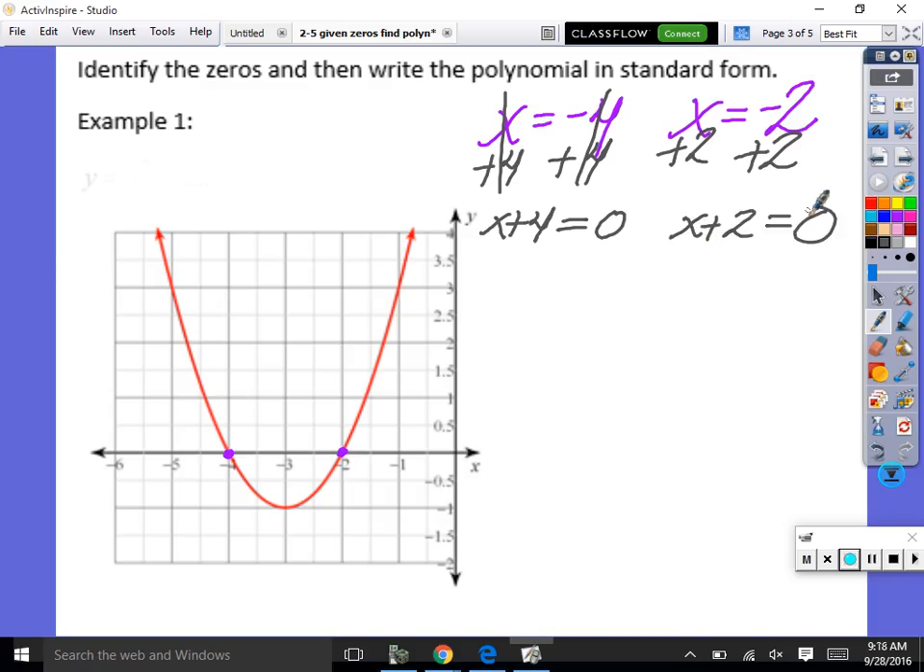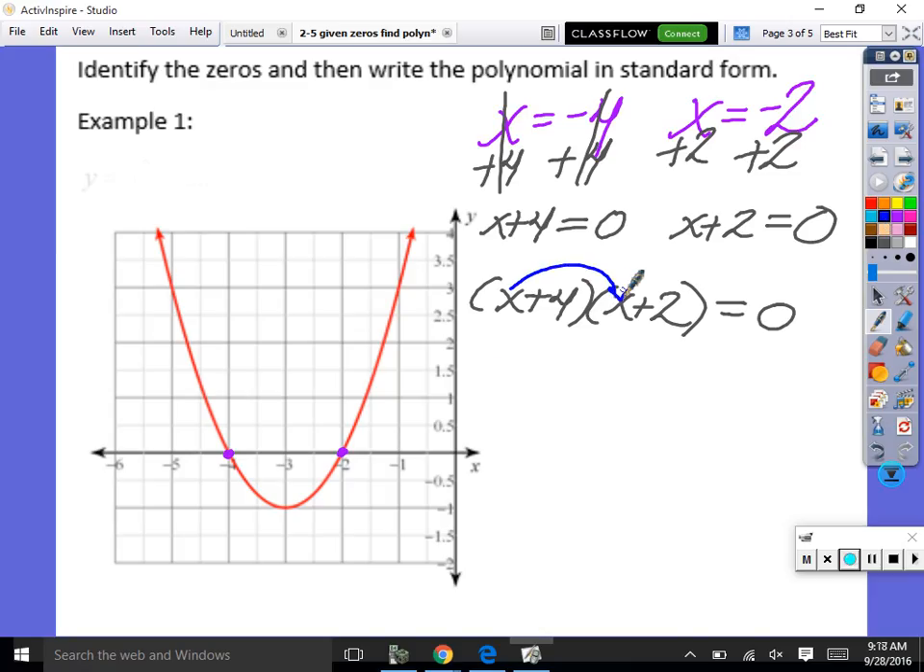Any questions? Before they were split apart and each side equal to 0, they used to be multiplied together. So it used to be x plus 4 times x plus 2. Before they were factored, they were all multiplied together. So we're going to distribute and combine like terms, and we're going to do it correctly.